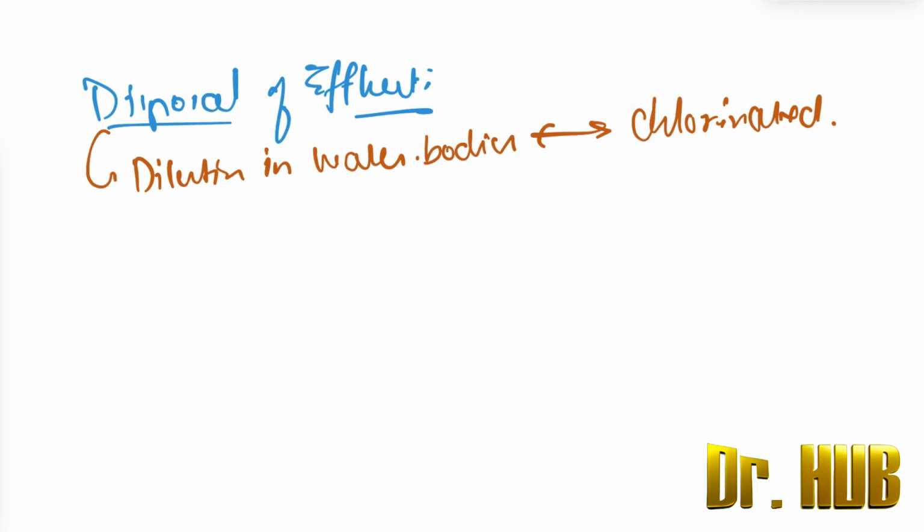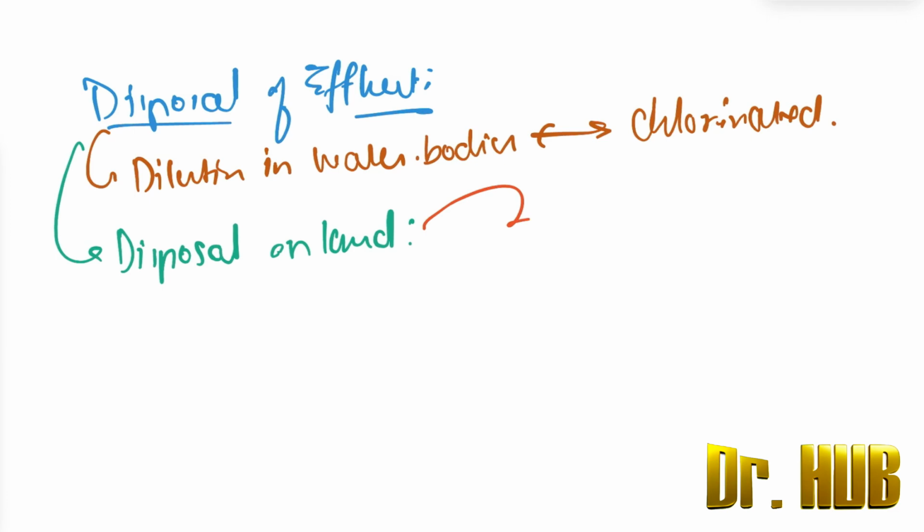Then comes the disposal on land. The disposal on land is possible if the effluent can be used for the irrigation process.